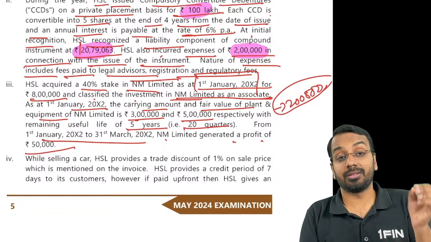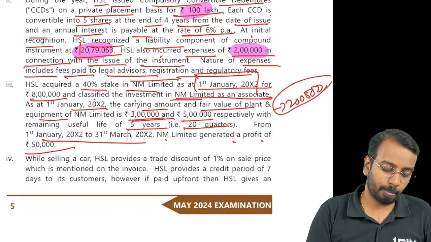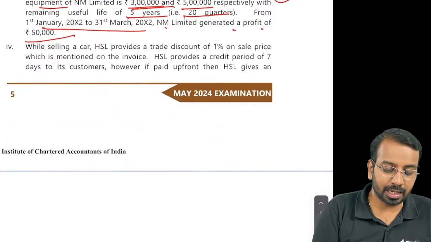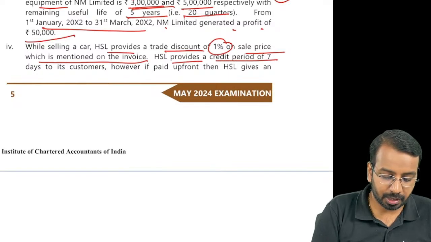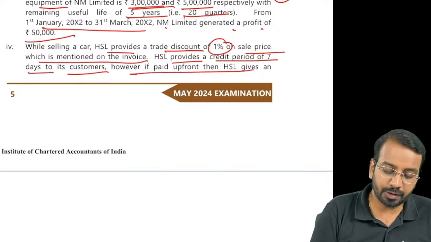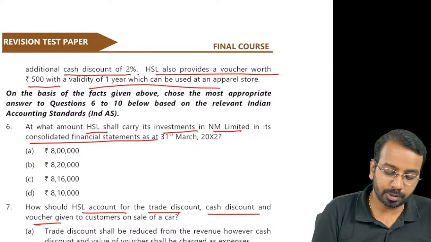To that you will add the profit earned and any fair value adjustment that is to be done. While selling a car, HSL provides a trade discount of 1% on the sale price, which is mentioned on the invoice. HSL provides a credit period of 7 days to its customer. However, if paid upfront, HSL gives an additional cash discount of 2%. HSL also provides a voucher worth 500 which can be used at an apparel store.